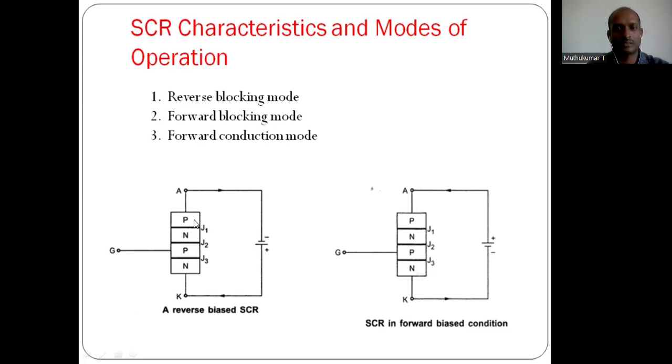The next state is forward blocking mode. In this, the anode is connected to the positive supply and the cathode is connected to the negative supply. This is called the forward bias condition. Positive supply is applied to the P-type material. J1 and J3 are forward biased, and J2 is reverse biased. The gate terminal is going to control the output voltage. In this case, a very small forward current or leakage current flows from anode to cathode.